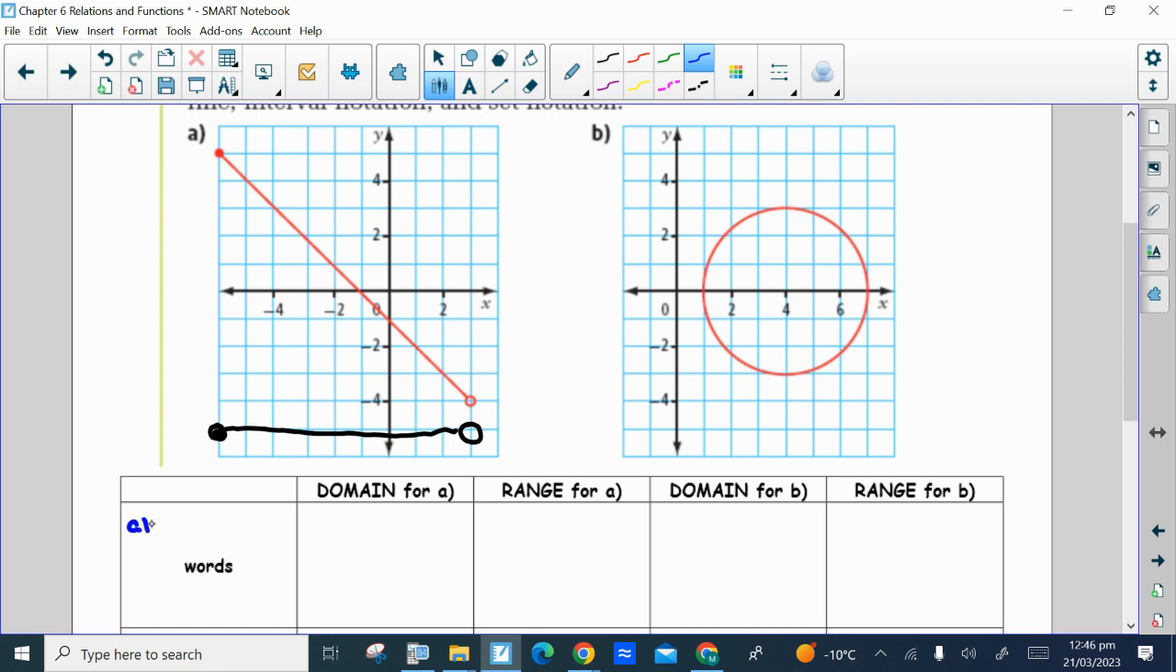We would say all real numbers between -6, which is included, and +3, which is not included. There's the domain in words.